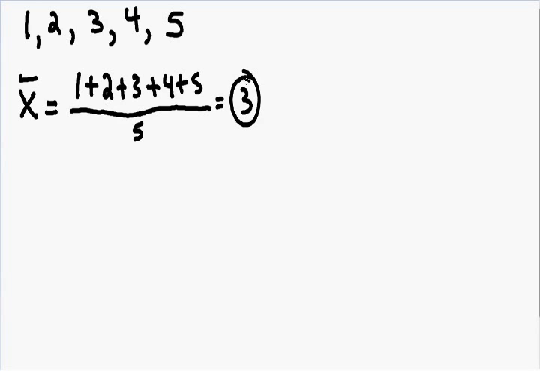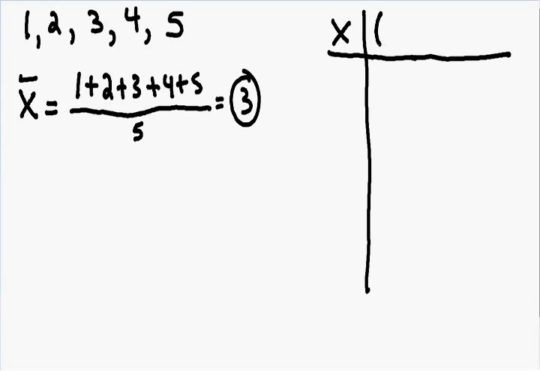And the next thing I like to do after I find the average is make a table. And in the left column of the table, I like to put my values of x. And on the right hand side of the table, I like to put the value of x minus our average, x bar, and then we like to square it. So on the left-hand side, our values of x are just going to be all of our data points. So we have data points 1, 2, 3, 4, and 5.